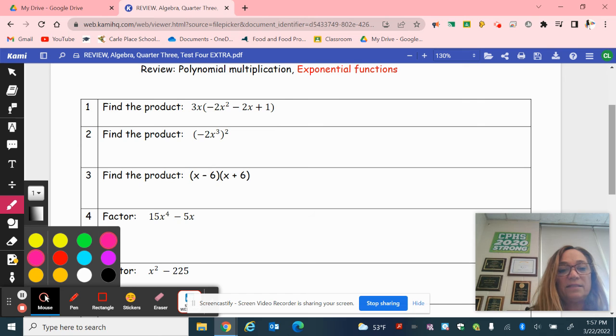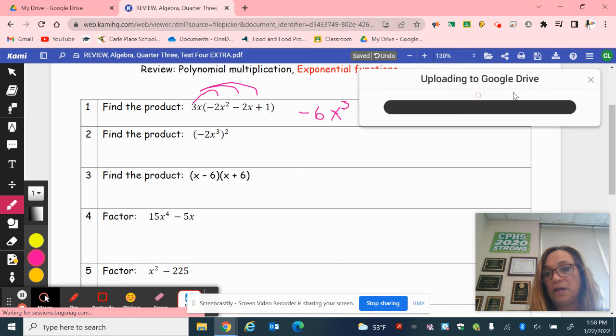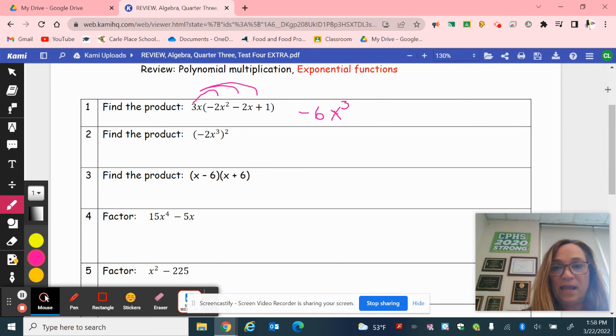So this number one, they want the product. They're giving you something that's factored. Okay, so I multiply negative 6 x to the third because when we multiply, we add exponents. This is just like distributive property. And then negative 6x squared and then plus 3x.